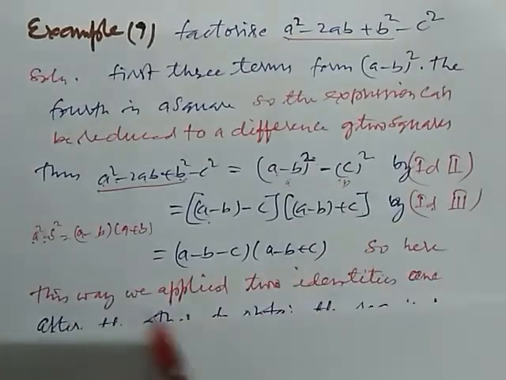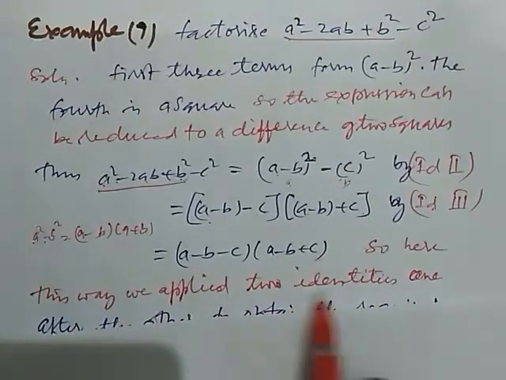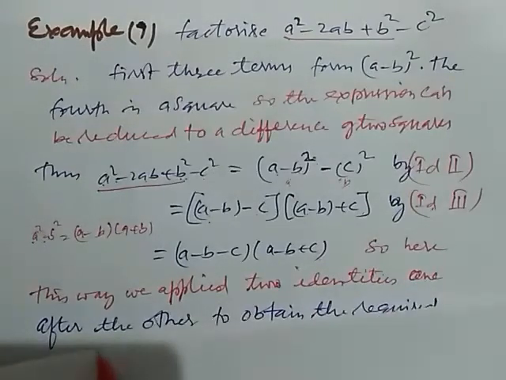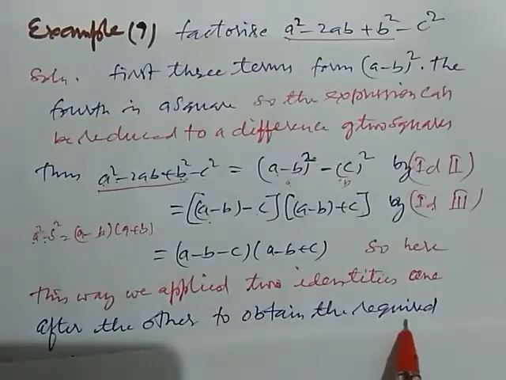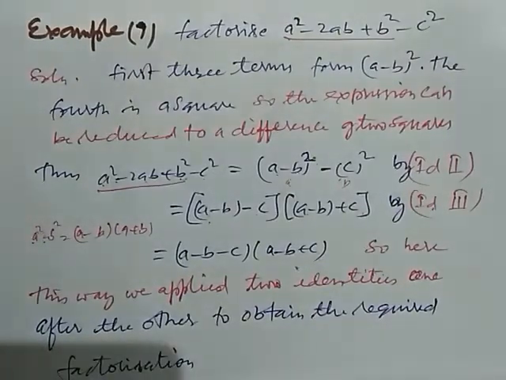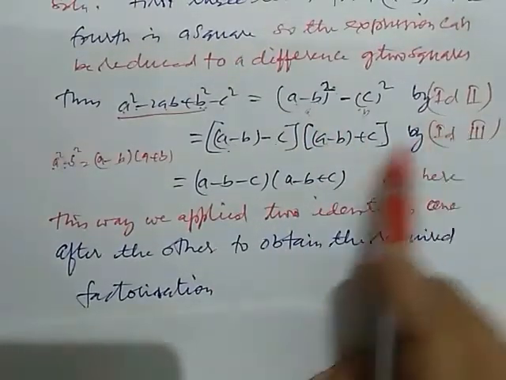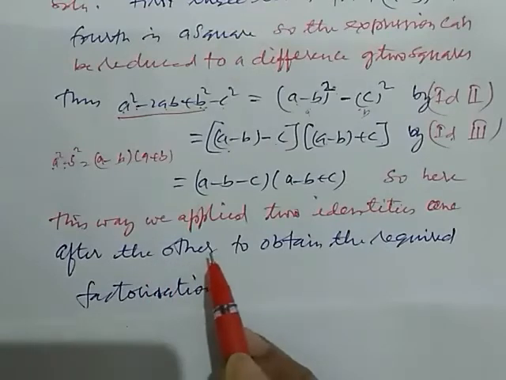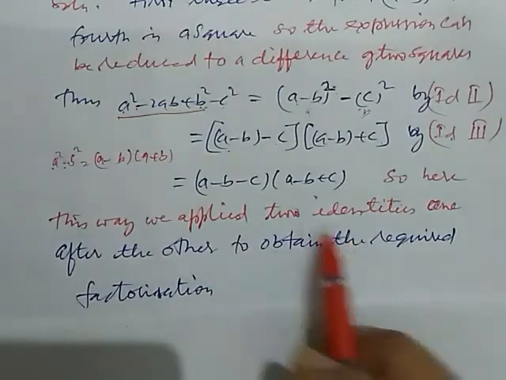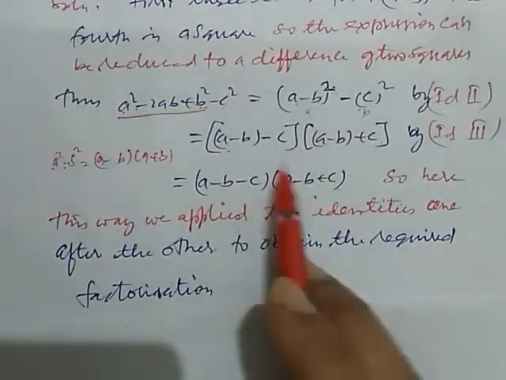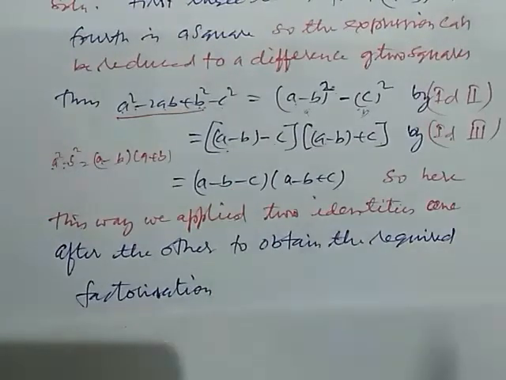So this way we applied two identities, one after the other, to obtain the required factorization. In a single problem we use two identities, one after the other. Okay, so this way we can factorize our problem.